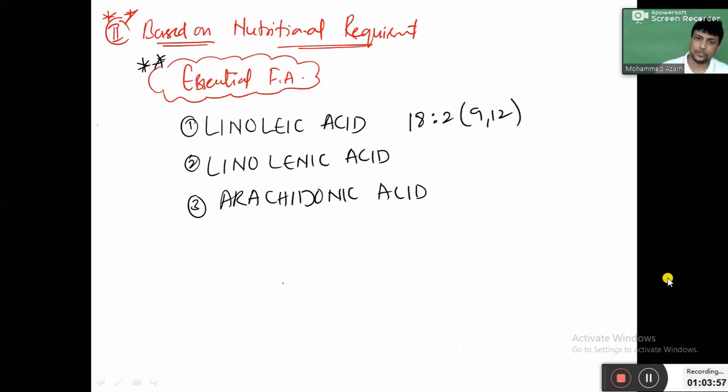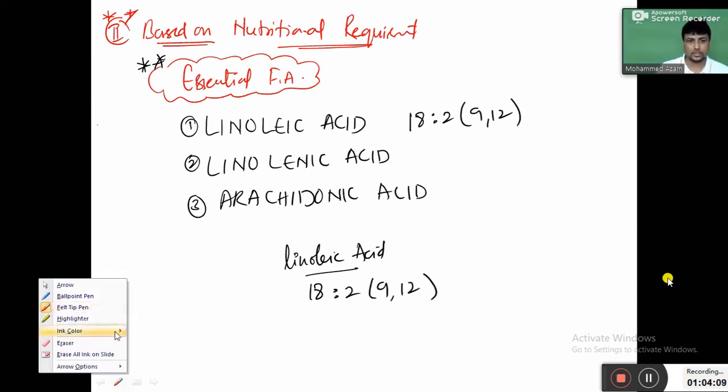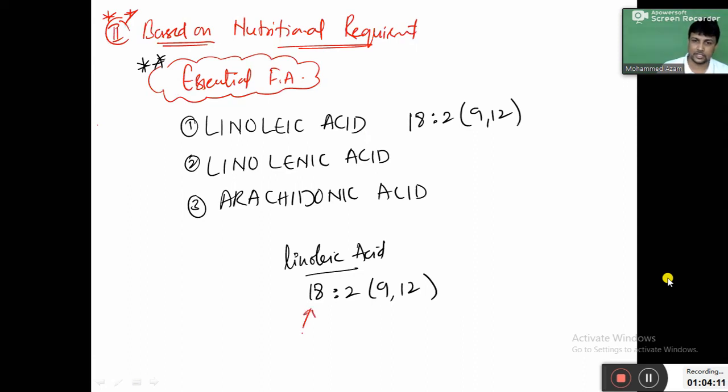Linoleic acid is 18:2, 9:12. What should I understand out of these numbers? Remember, the very first number, 18, represents the number of carbons. Linoleic acid has 18 carbons, so it's a very long chain. Then the number 2 represents the number of double bonds. So how many double bonds are there, guys? There will be 2 double bonds.